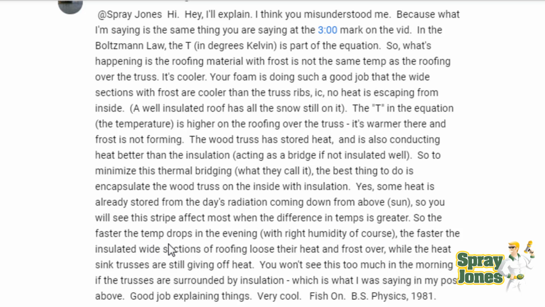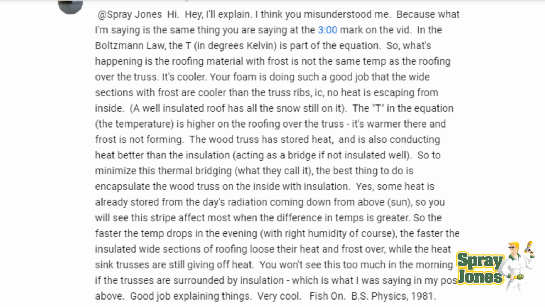So the faster the temp drops in the evening with the right humidity, of course, the faster the insulated wide sections of roofing lose their heat and frost over, while the heat sink trusses are still giving off heat. Correct. They have to release what's in the battery. You won't see this too much in the morning if the trusses are surrounded by insulation, which is what I was saying in my post above. Good job explaining things. Very cool. Fish on, Bachelor of Science, Physics, 1981.